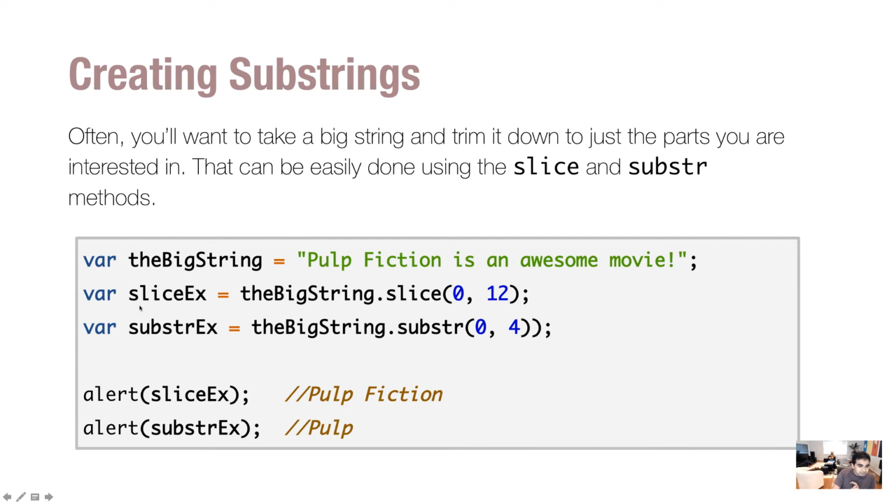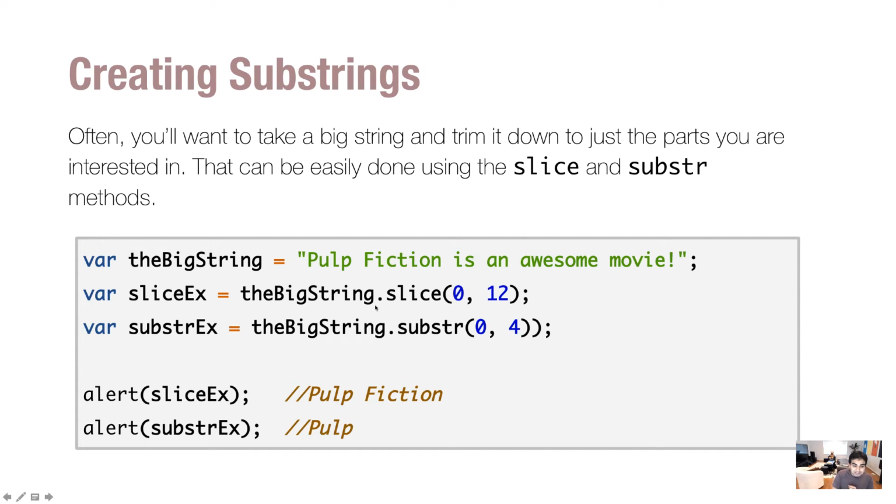So what I can do is slice it, and I can use either the slice method or the substr method to get only the parts of the text that I'm interested in. The way the slice method works is pretty simple. You provide 2 values. The first value is the index position of the starting point, and the second value is the end position.